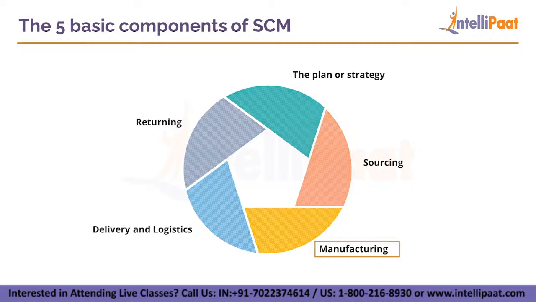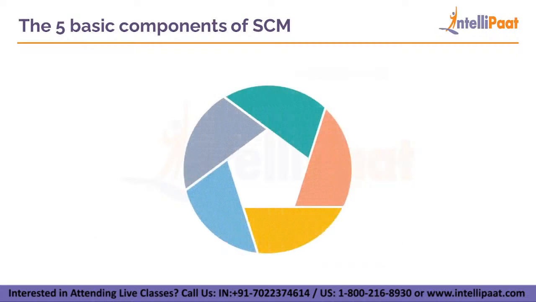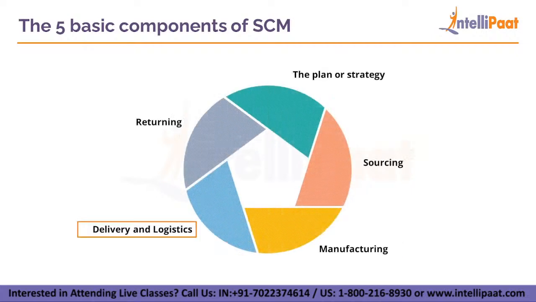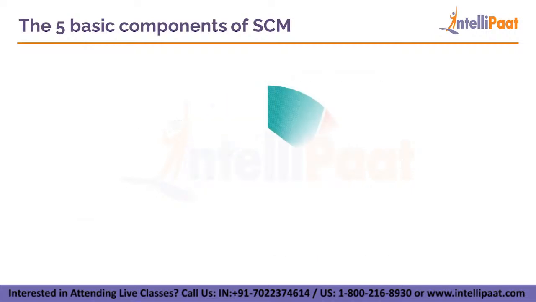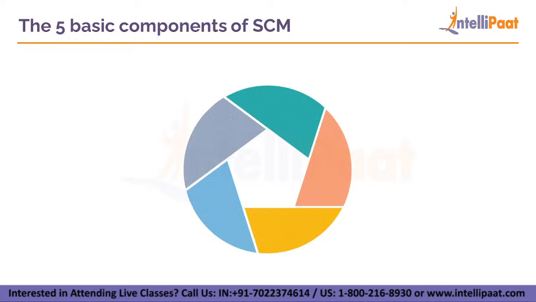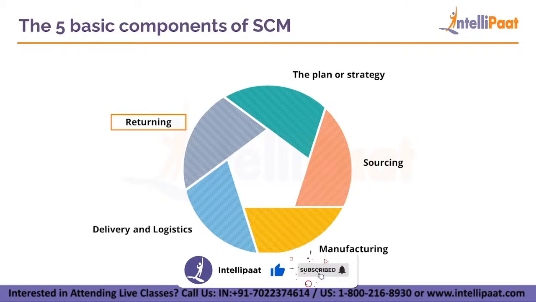After this, we have the delivery and logistics component, in which we coordinate the customer orders, schedule deliveries, dispatch the loads, invoice customers, and receive payments. And last but not least, we have the returning component in the supply chain management, in which we basically create a network or a process to take back defective, excessive, or unwanted products. So these are the 5 basic components of supply chain management.